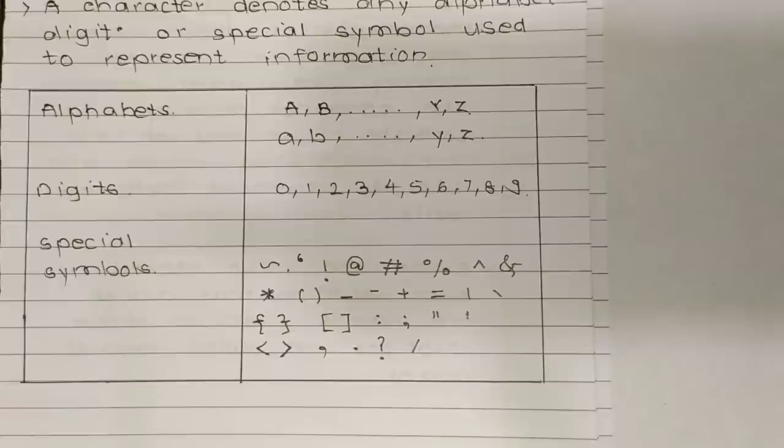So these are special symbols. It includes symbols like at the rate, then hash, then percentage, and brackets, plus, minus, is equal to, not equal to, curly brackets, square brackets, semicolon, etc. So question mark. So these are special symbols used in the language.